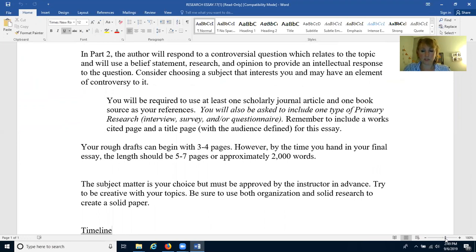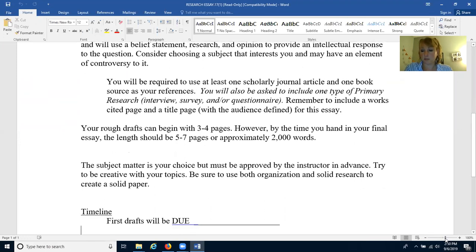You want to find plenty of good information. You want to have a good research question that you can respond to. And then using your survey or your interview, integrating that in as primary research. Timelines will be discussed on email, so please pay attention to all due dates and all timelines.